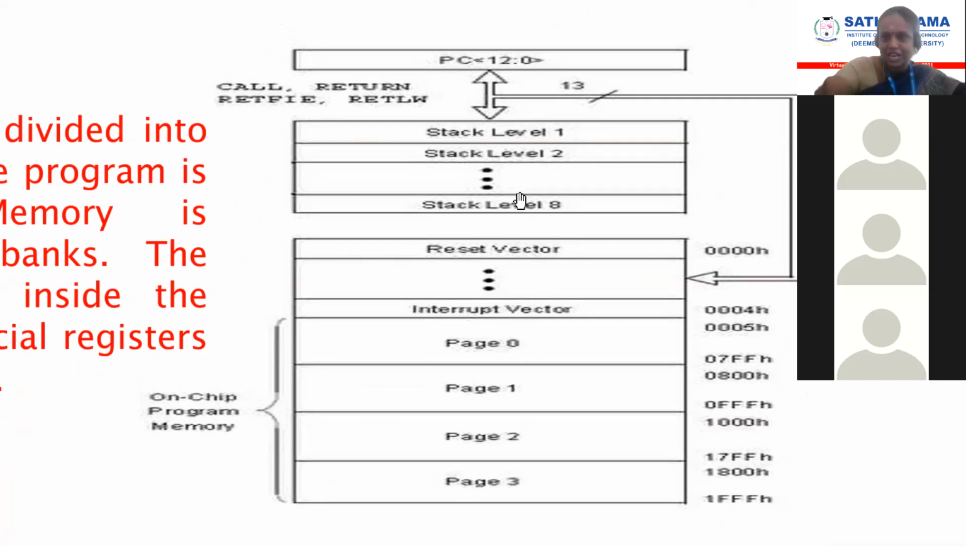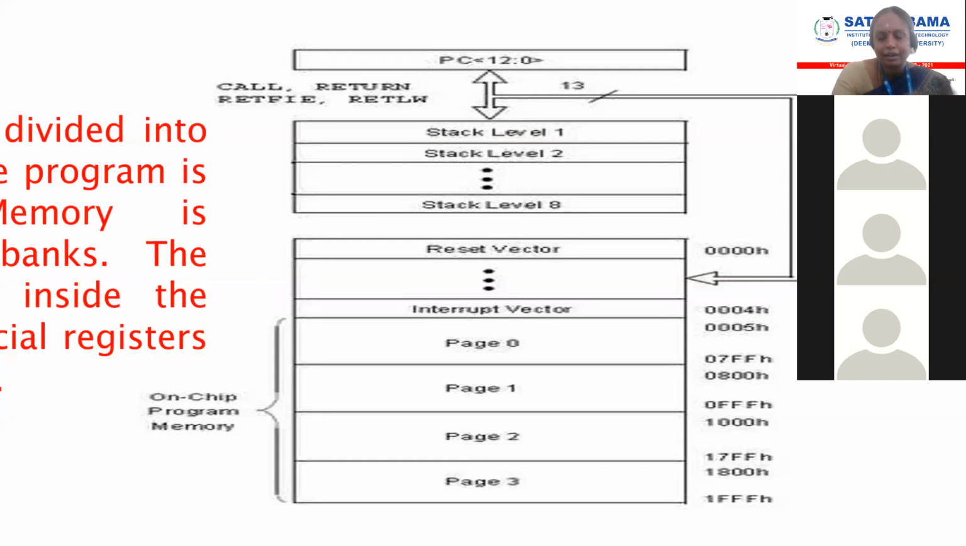8 deep level of stacks are there. So what is the advantage of 8 deep level of stack? My stack can store 8 data. If I push any data in my stack, it will store 8 data. Further, if I'm pushing the ninth data into my stack, what happens? It will erase the first data and store it there.